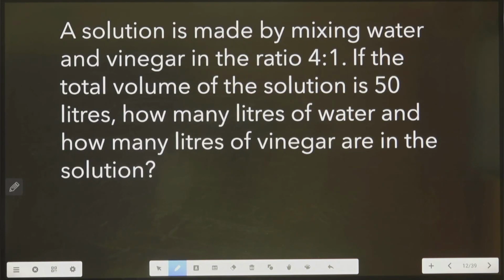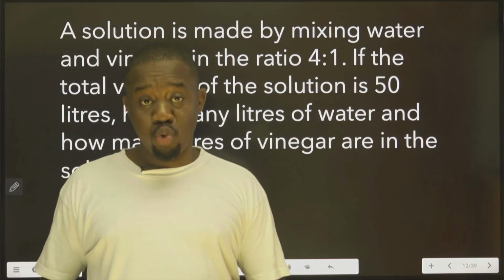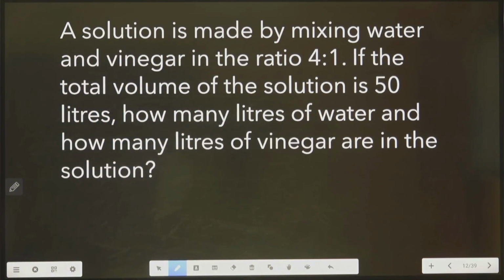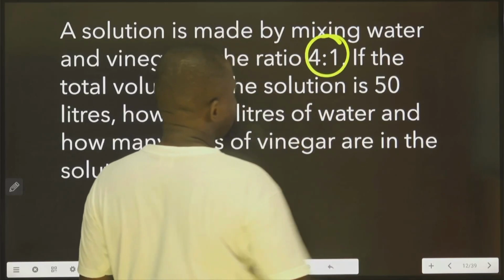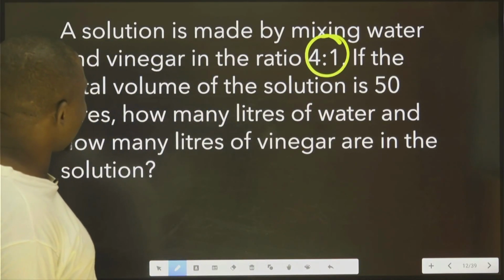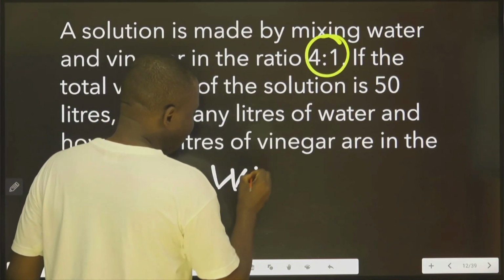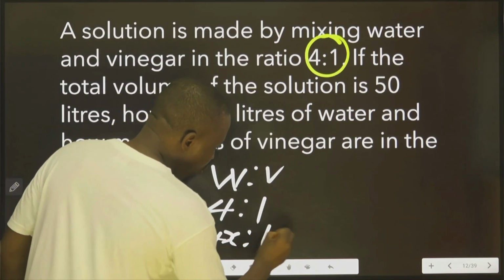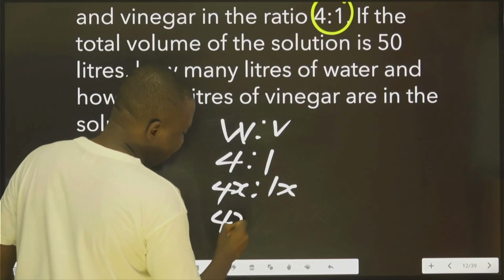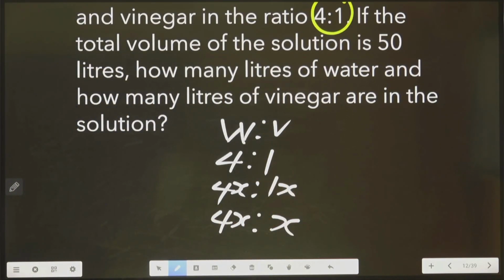Let's look at it. It says a solution is made up by mixing water and vinegar in the ratio of 4:1. If the total volume of the solution is 50 liters, how many liters of water and how many liters of vinegar are in the solution? Okay? Again, water and vinegar, they have this ratio. Water first, then vinegar. That is 4:1. We're going to say 4x to 1x, or say just 4x to x instead of putting 1x.